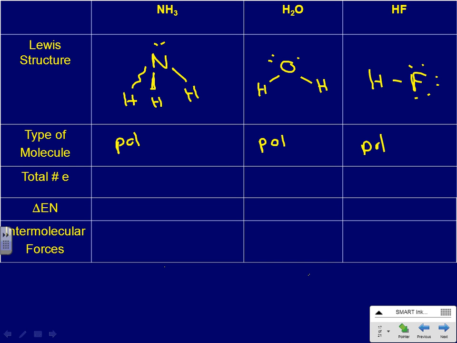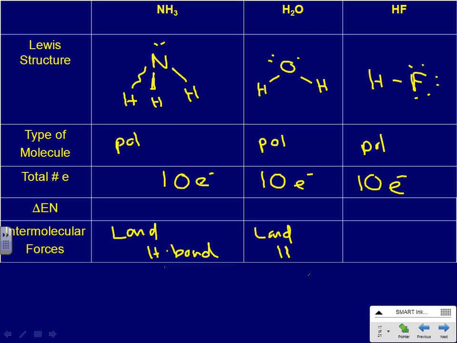Total number of electrons. Are they? 10, 10, 10. Isoelectronic, which means we don't have that in our way. And these are all nitrogen, oxygen, and fluorine. So London and H bonding for all of them. And so if we're going to increasing, what would have the lowest here, do you think, on our prediction?